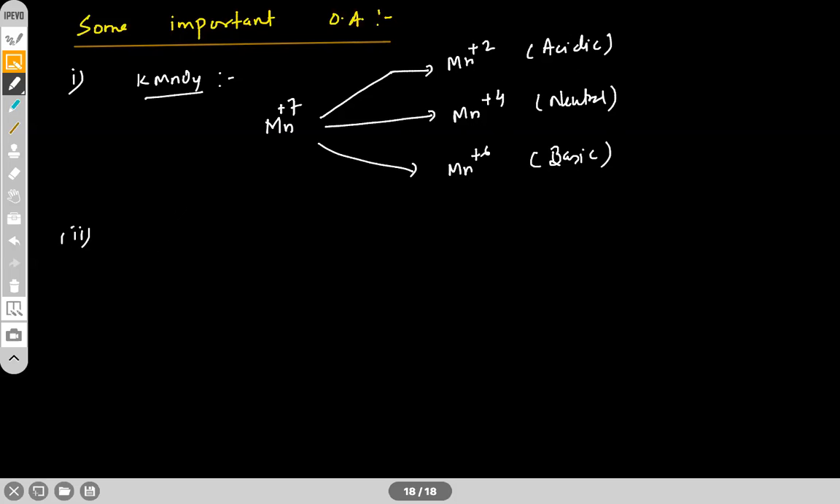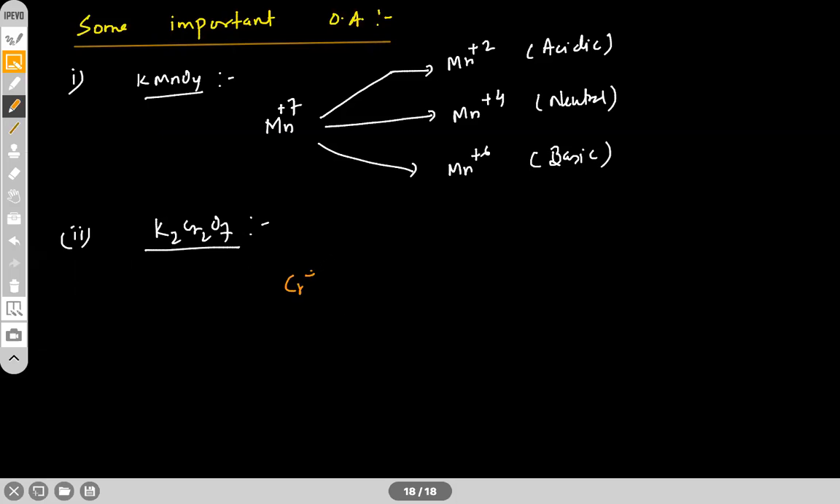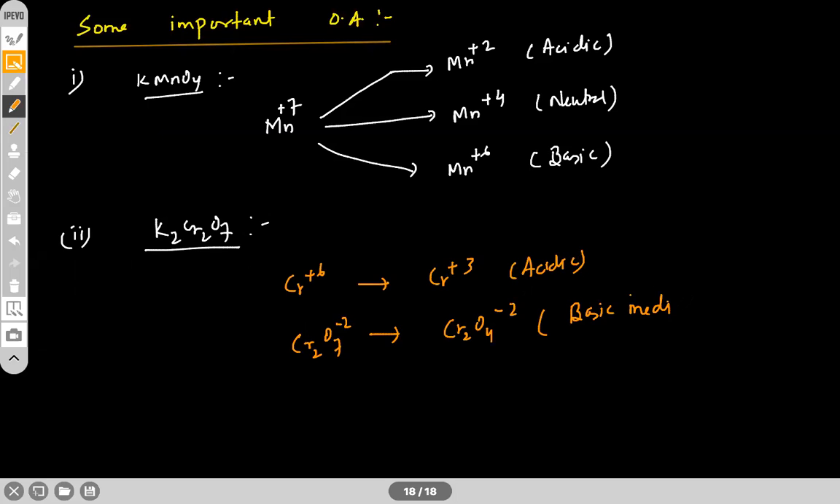Second one is K2Cr2O7. Write down quickly, I'll finish this. You see, Cr+6 converts into Cr+3, medium is acidic. Cr2O7 2-, this way also you can write, converts into CrO4 2- in basic medium. You can find the oxidation state also.